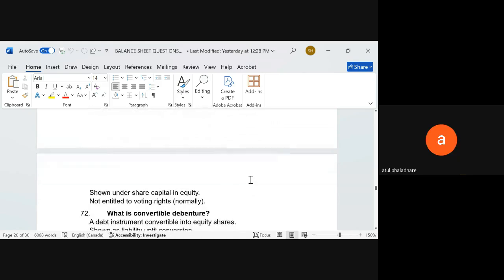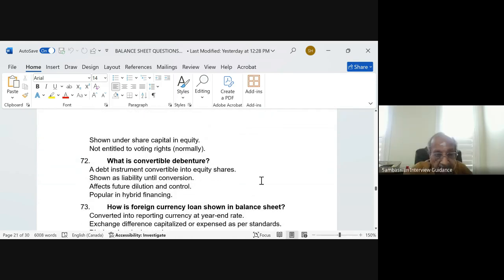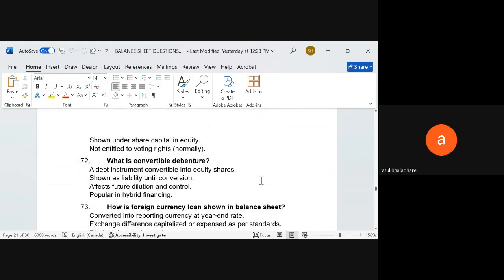Very good. Continue. 72. What is convertible debenture? A debt instrument convertible into equity shares, shown as a liability until conversion, affects future dilution and control, popular in hybrid financing.